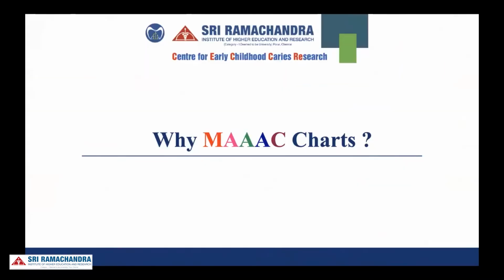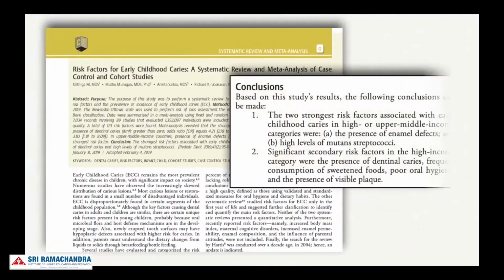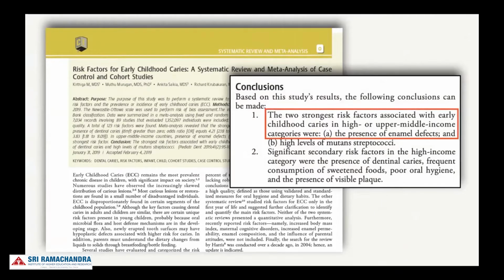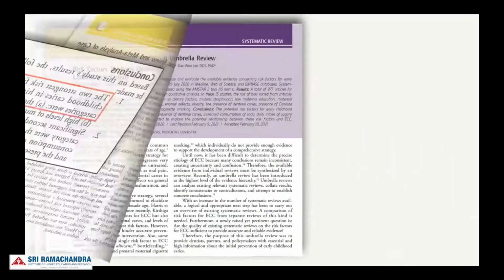Now, why did we develop MAAC charts, or what made us develop MAAC charts? In the past, we have conducted a systematic review. Most of you might be familiar with this paper. This was an extensive systematic review which revealed a total of 123 risk factors. But the most important and most interesting conclusion of this paper was that enamel defects were one of the strongest risk factors associated with early childhood caries in high or upper middle income categories.